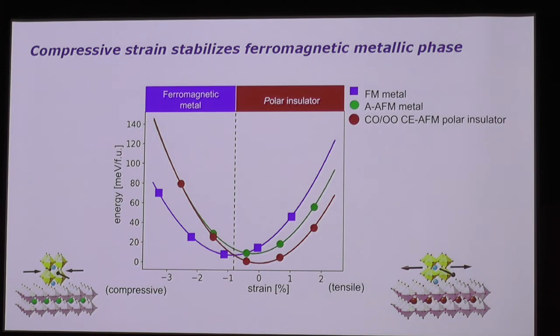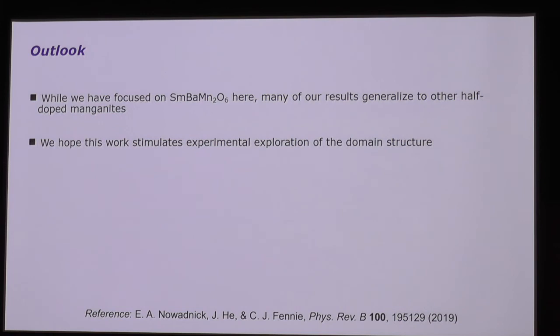All right, so that brings me to the end of my talk. I'd just like to end with a couple of points as an outlook. One is that I've focused this talk on this particular manganite, samarium barium manganese oxide, but many of our results generalize to other half-doped manganites, both A-site ordered and some non-A-site ordered ones. So exploring this in the context of other rare earth manganites. And we'd also be very interested in collaboration with experimental groups to explore this domain structure further. So thank you for your attention.